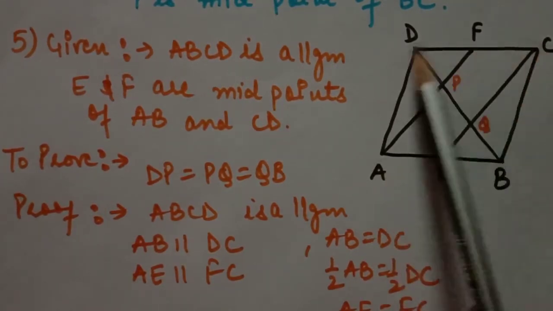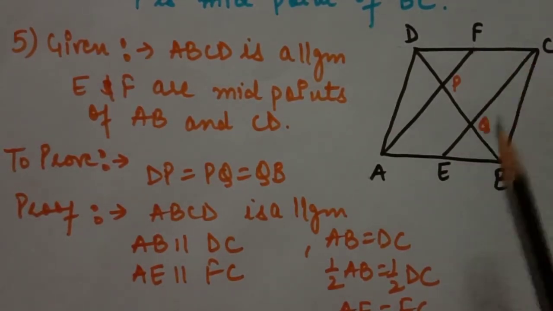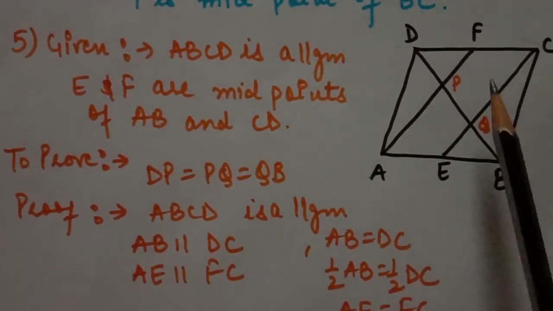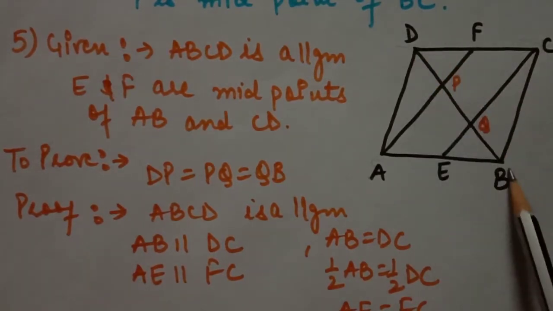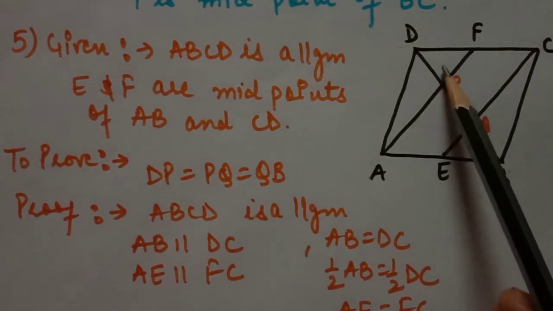First of all, ABCD is a parallelogram. It is given to us. E and F are the two midpoints of AB and CD. It is already given. We have to prove that AF and EC trisect the diagonal DB. Trisect the diagonal DB. Trisect means cut into 3 equal parts.